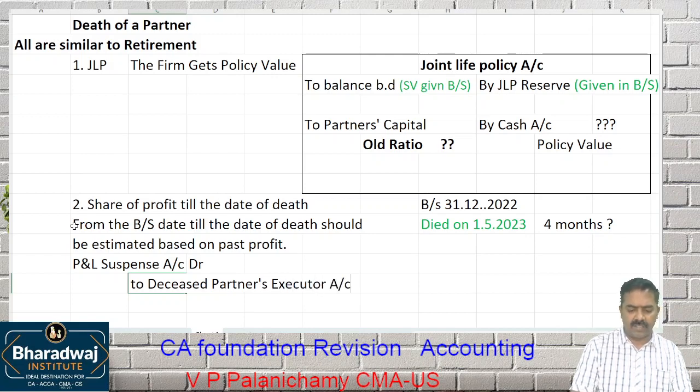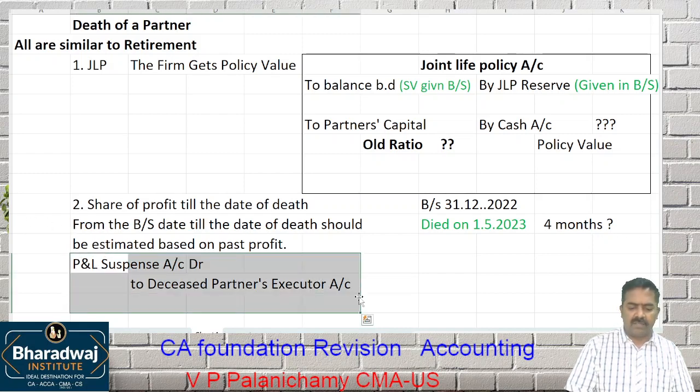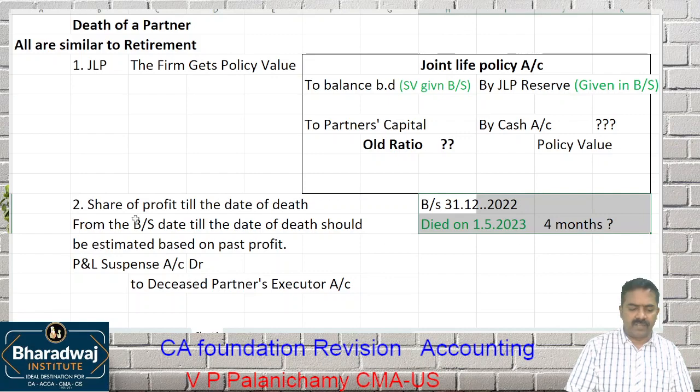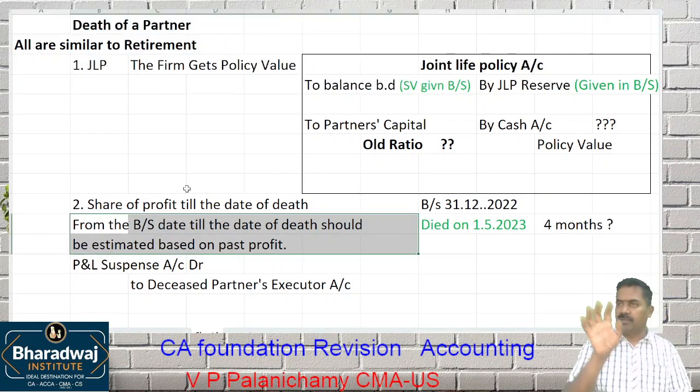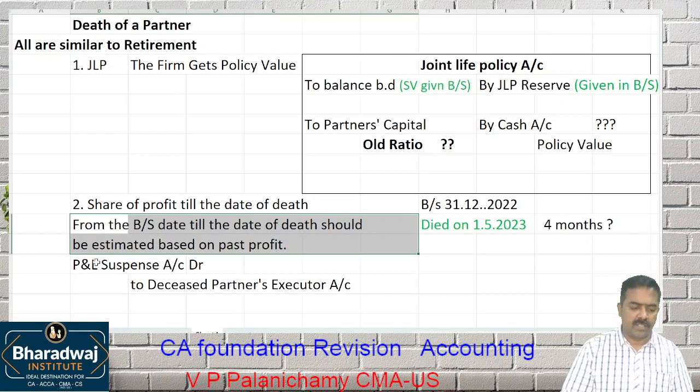Legal heirs account, you can use whatever. Once again, how to calculate the profit till the date of death? How will you estimate the 4 months' profit? Estimated based on which one? Past profit. They will give you in the instruction in the question how to estimate the profit.